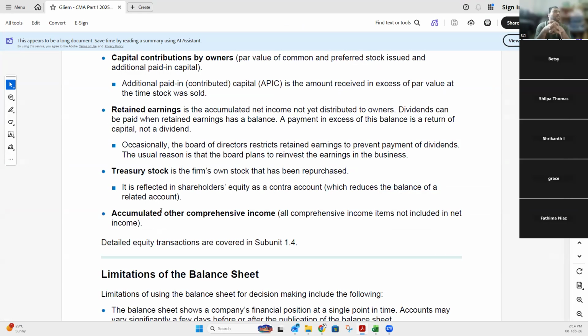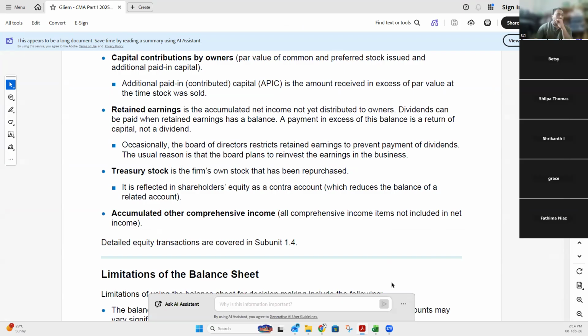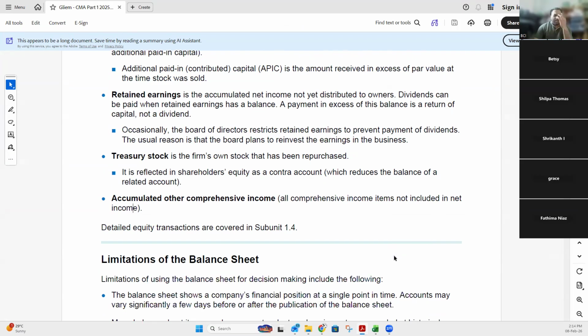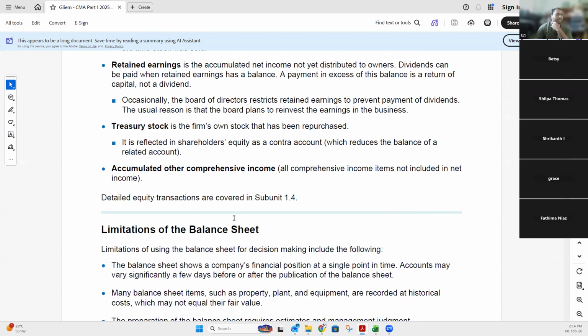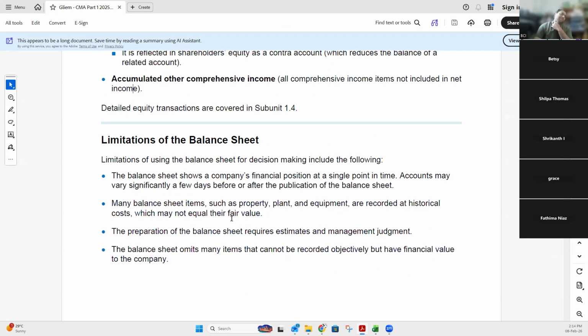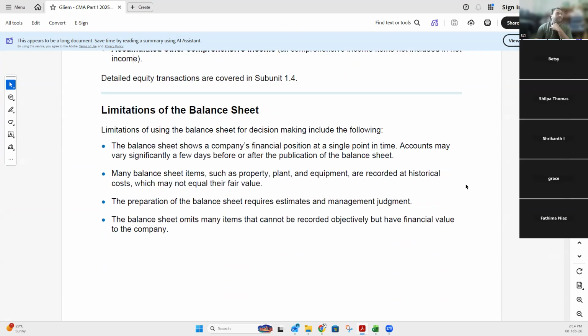Next, accumulated other comprehensive income, or accumulated OCI. That means all comprehensive income items not included in the net income. We will study in detail what other comprehensive income is in the coming part, when we see the format of the income statement.